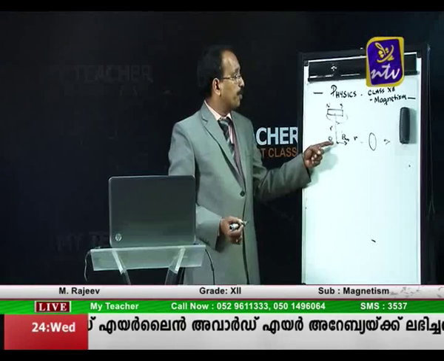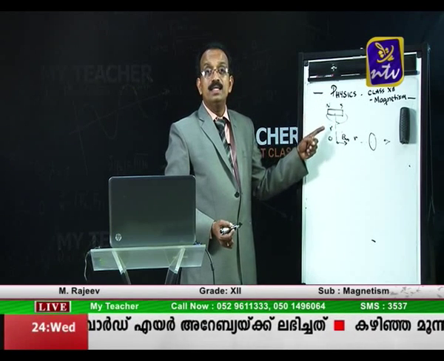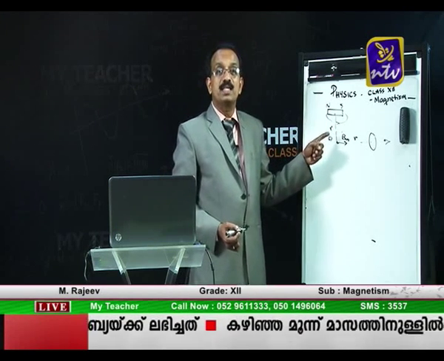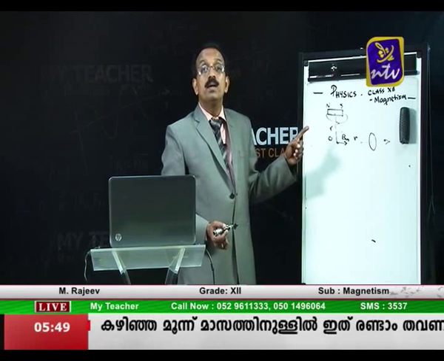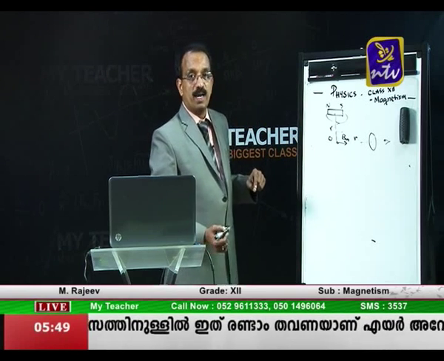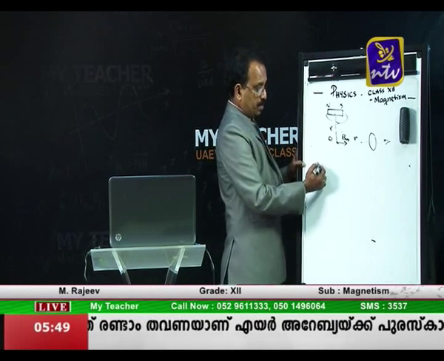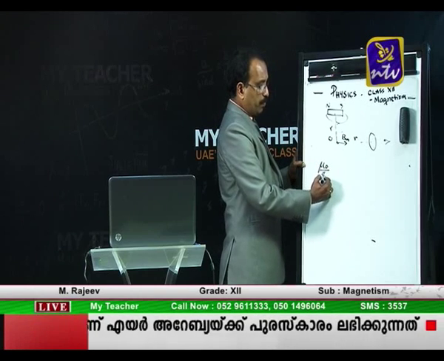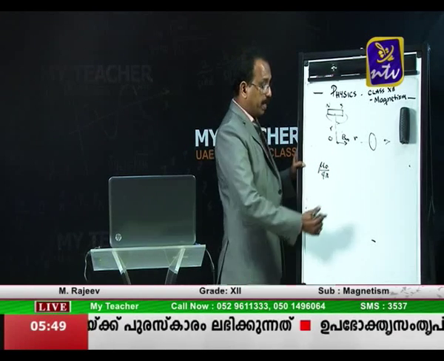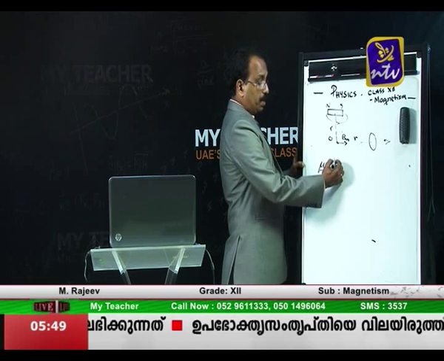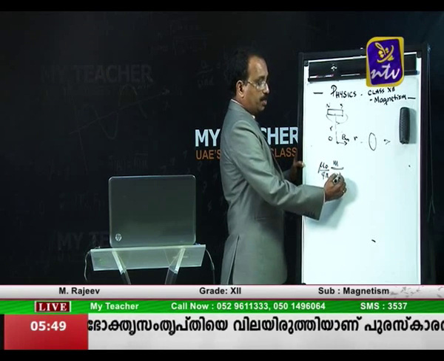Clearly you can see that the point O is on the perpendicular bisector or the equatorial line of the magnet, and it is given as a short bar magnet. So what is the value of Bm? Bm is mu 0 by 4 pi, mu naught by 4 pi. It is a perpendicular bisector, so m by r cubed.